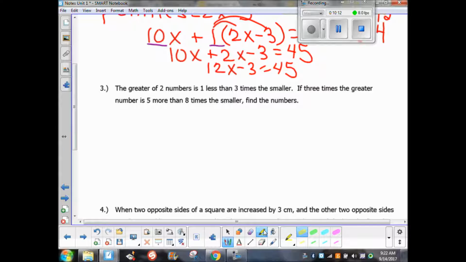Get that highlighter out. The greater of 2 numbers, so I have 2 numbers, is 1 less than 3 times the smaller. If 3 times the greater number is 5 more than 8 times the smaller. Whoo! Kind of numbers. Crazy. What do I know? I have a bigger number and a smaller number, right?